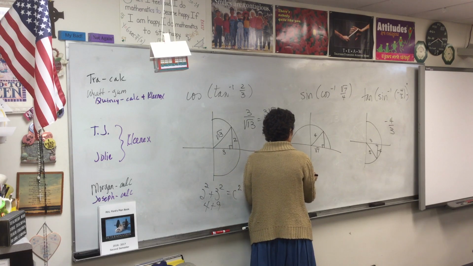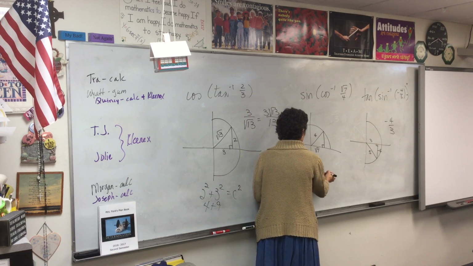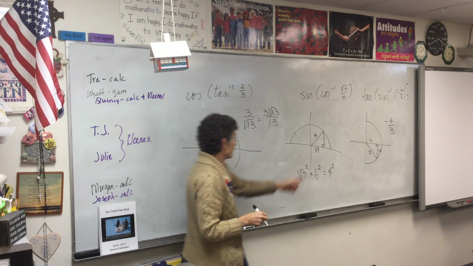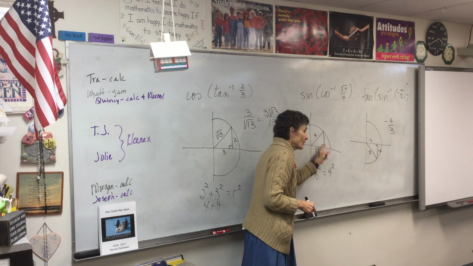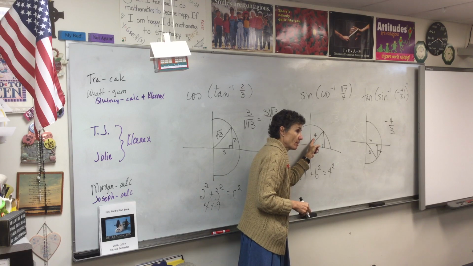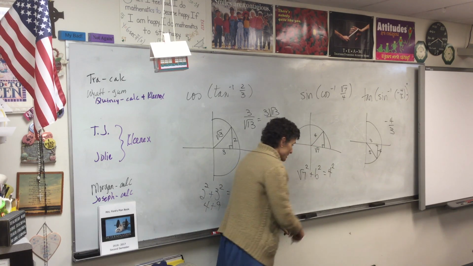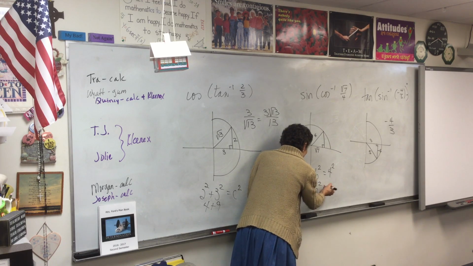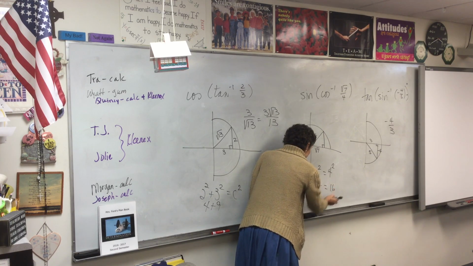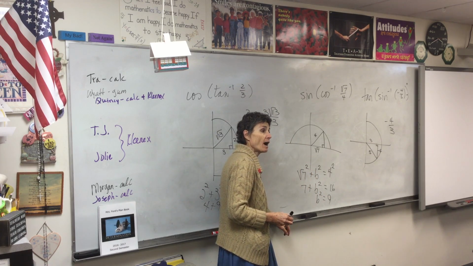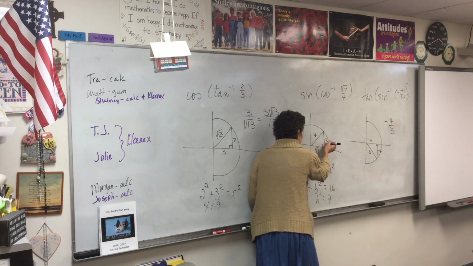So root 7 squared plus b squared is 4 squared. A, B, C. Right? This is always C. I don't care what A and B are. This is always C. So what's root 7 squared? 7 plus b squared equals 16. So b squared equals, oh, that worked out nice. B squared is 9. So b is 3.